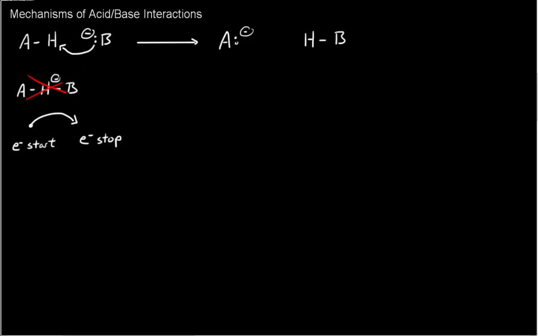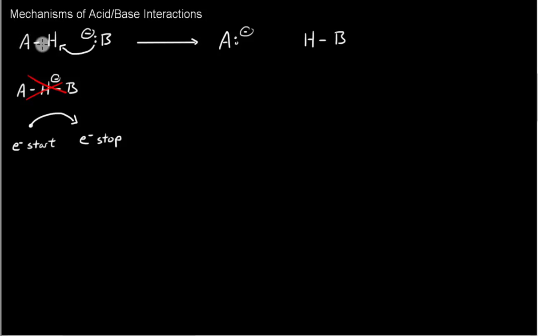To save ourselves from breaking the duet rule, we have to break this A to H bond. The way we do that is we have to keep in mind that electrons are within that covalent bond, and we can also think about where the electrons go at the end of the day.